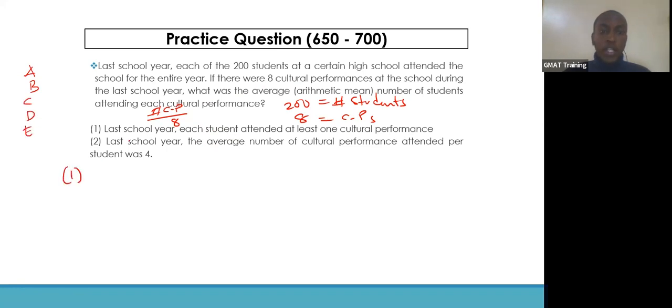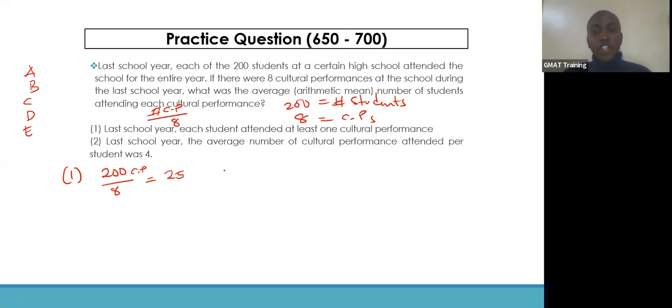So statement 1, last school year, each student attended at least 1 cultural performance. For example, each student attended 1 cultural performance. This means they attended 200 cultural performances all over the number of performances that were given during that particular year, and you can have 100 divided by 4, that's 25. Or sorry, we have the number of students, that's 25, that attended each cultural performance.